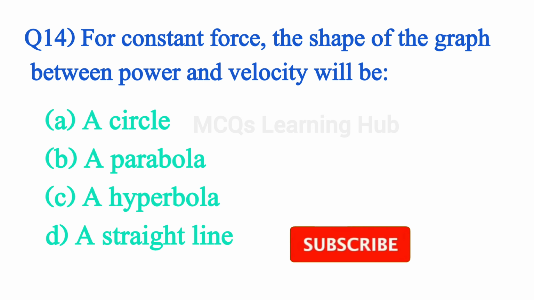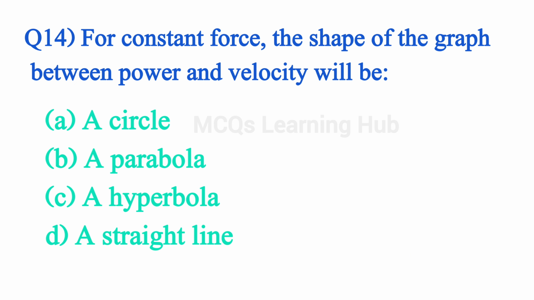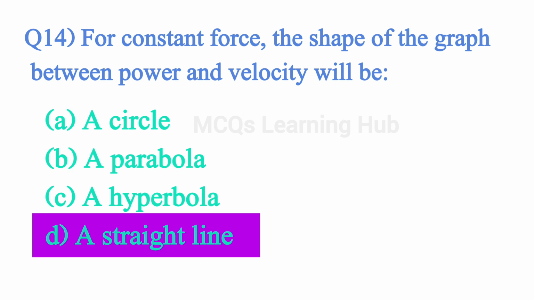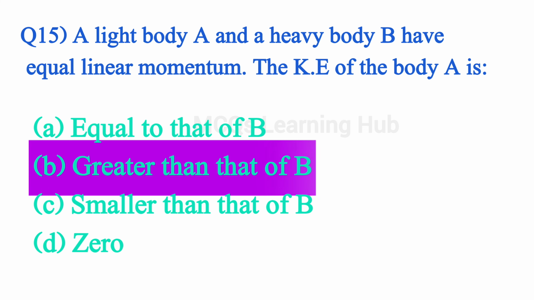For constant force, the shape of the graph between power and velocity will be. Option D is correct. A light body A and a heavy body B have equal linear momentum. The kinetic energy of the body A is. Option B is correct.